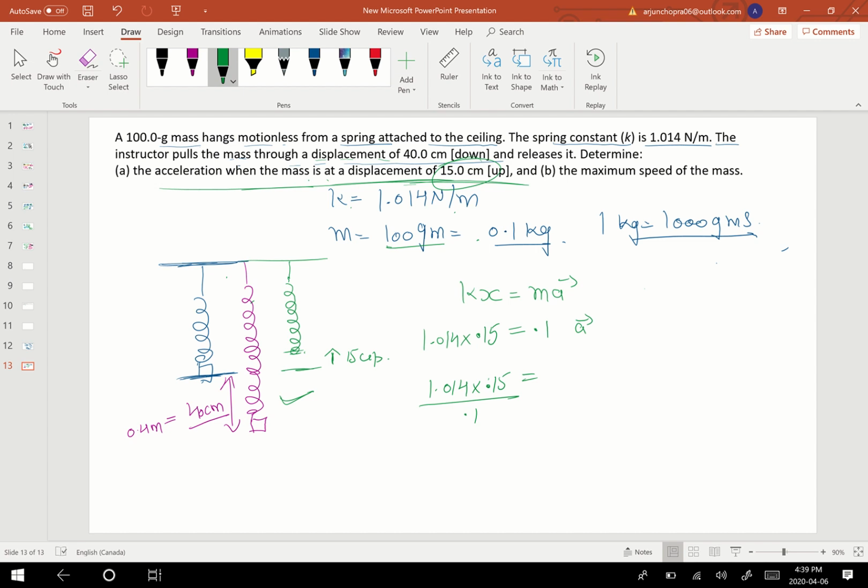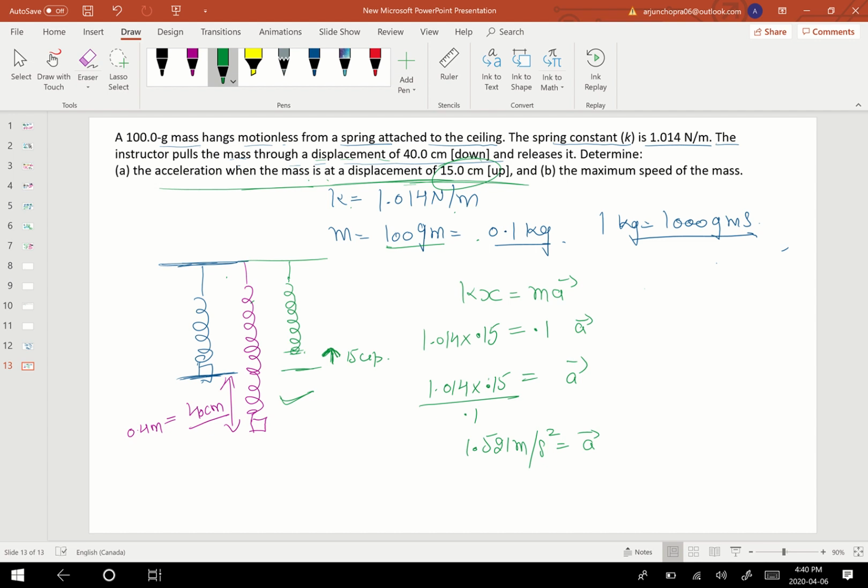So this value comes out to be 1.521 meters per second squared. That's the acceleration value. Now I wanted to find the direction of the acceleration. So this is moving in the upward direction.